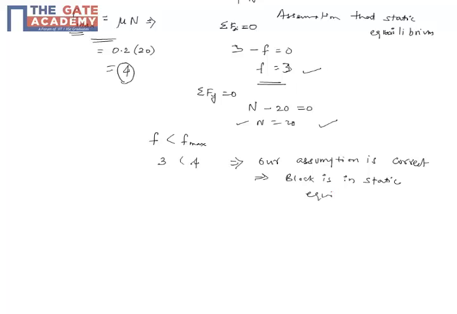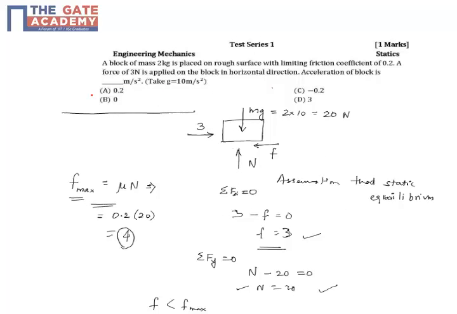When the block is in static equilibrium, sigma Fx is 0, and hence ma is 0. Basically there is no acceleration. So that is the answer for this problem. The answer is B, which is 0. Remember that many people would just take the value of friction as 4 and then compute the acceleration. They may get 1 by 2, which is 0.5, and that would be wrong.